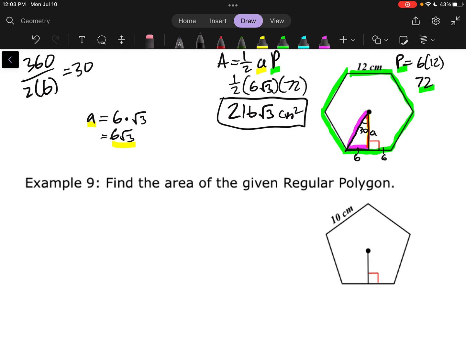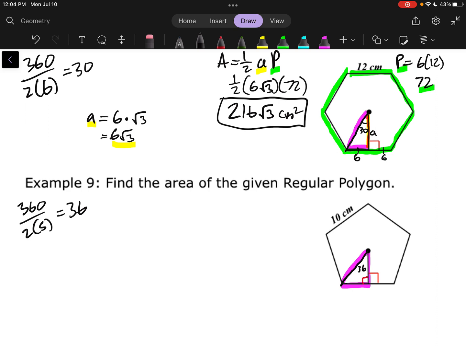And our last, a pentagon. So 360 divided by 2 times 5 is 36. That's what this angle is up here. Now this one's a little bit different because we don't have a special right triangle with a 36-degree angle there, do we? So this one, we're going to have to do a little bit of work on this thing.